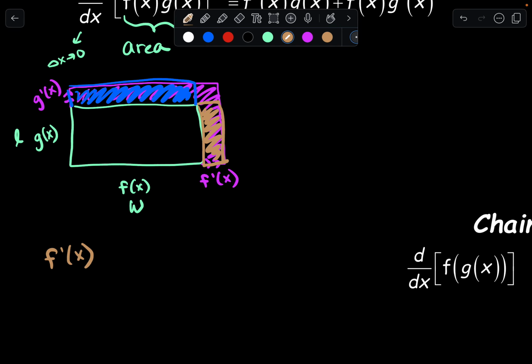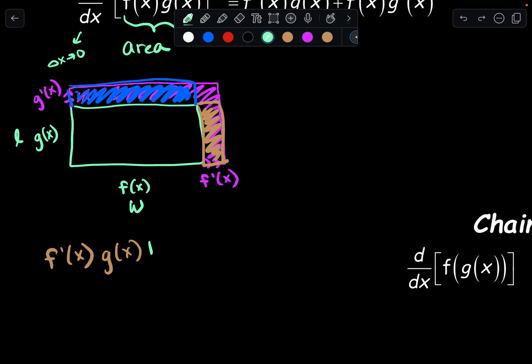And then the length of that rectangle is g of x. Because if you look, here's our width, f prime of x, and then the length is going to be g of x. So that gives us the area of that rectangle.